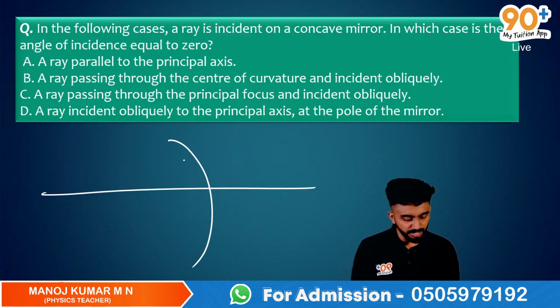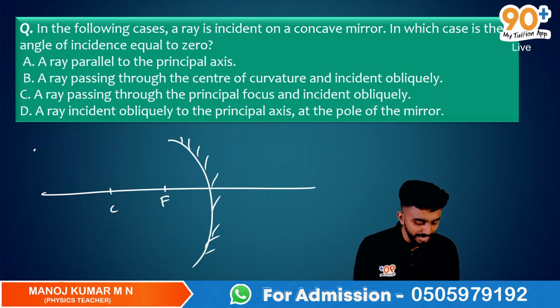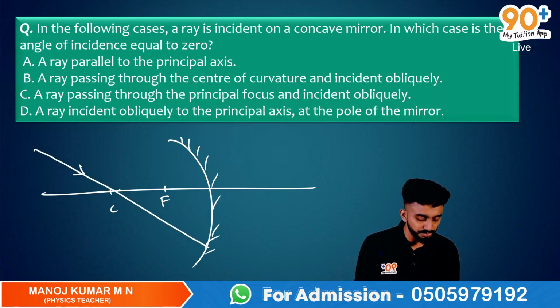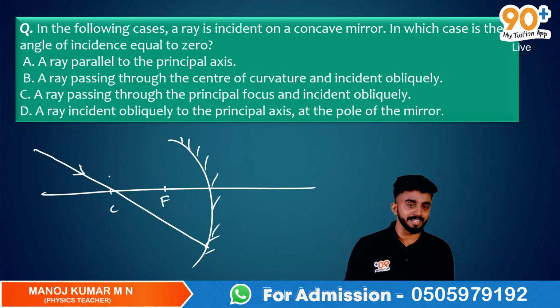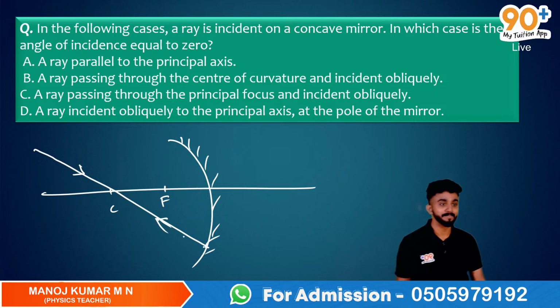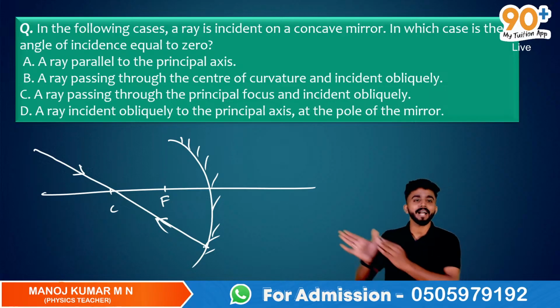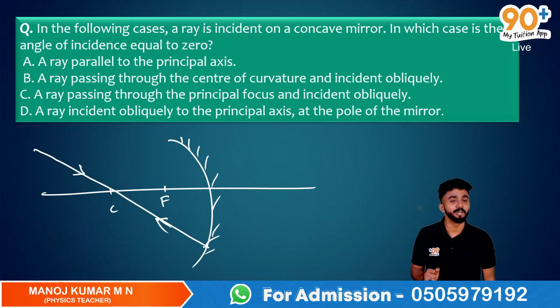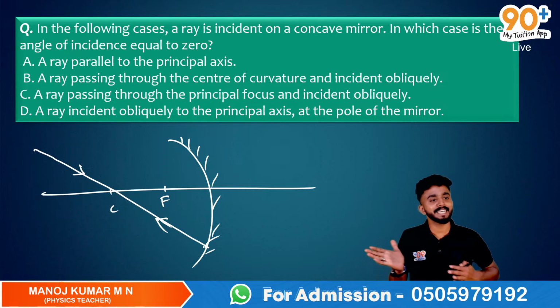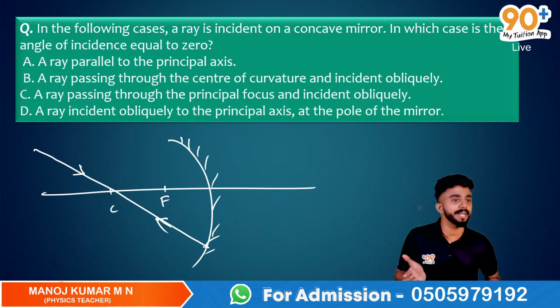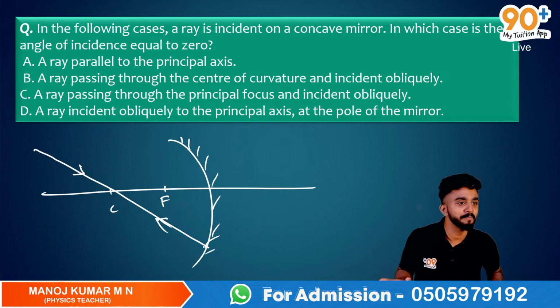So, if I am considering a concave mirror, principal focus and center of curvature, a ray is incident through the center of curvature and incident obliquely, that is, it is making a particular angle. What will happen, guys, to this particular ray? It will go back through the same path, right? So, with respect to the incident ray, it will go back through the same path. In the case of center of curvature, do we have an angle of incidence over there? If the ray is reflecting, if it's tracing the same path back, do we have an angle of incidence over there? No, right?